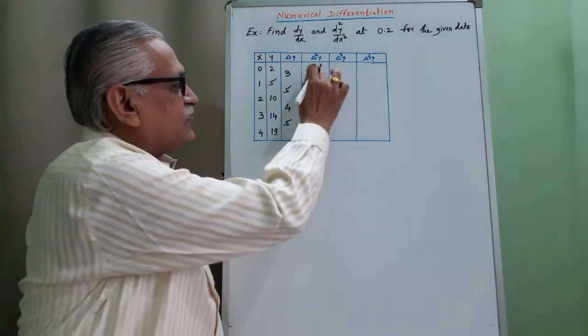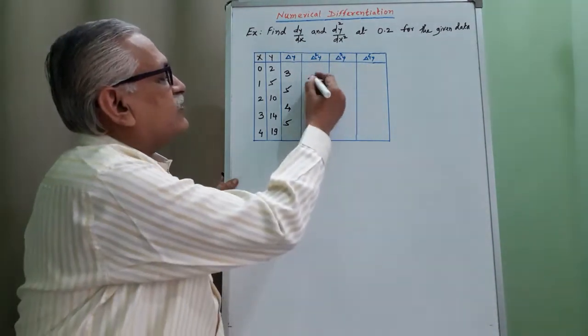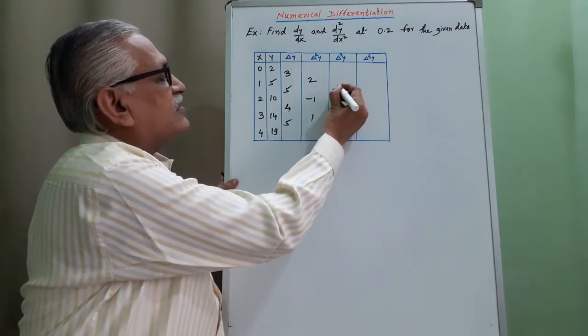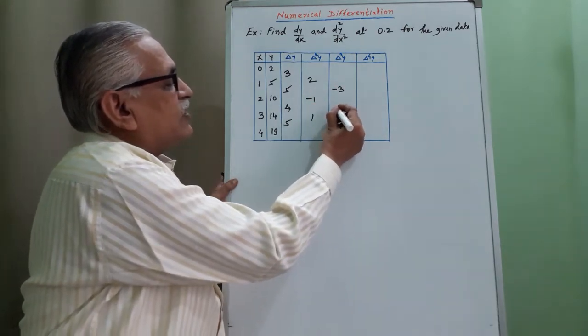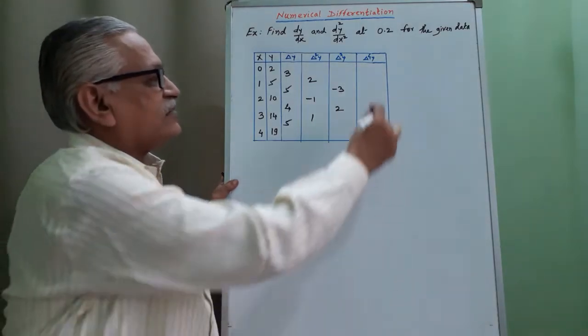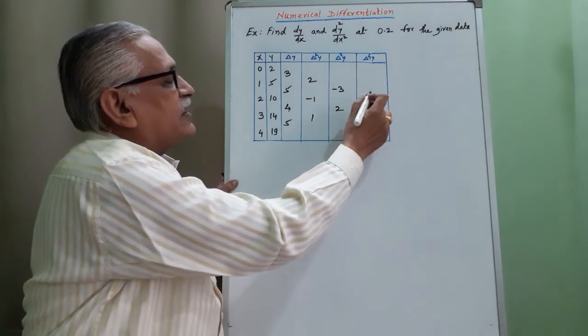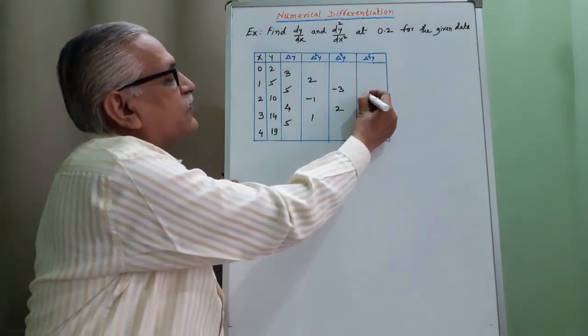Then differences of this give the third order differences: minus 1 minus 2 we get minus 3, 1 minus minus 1, that is plus 1, we get 2, and the last difference of this is 2 minus minus 3, that is 2 plus 3, we get 5.